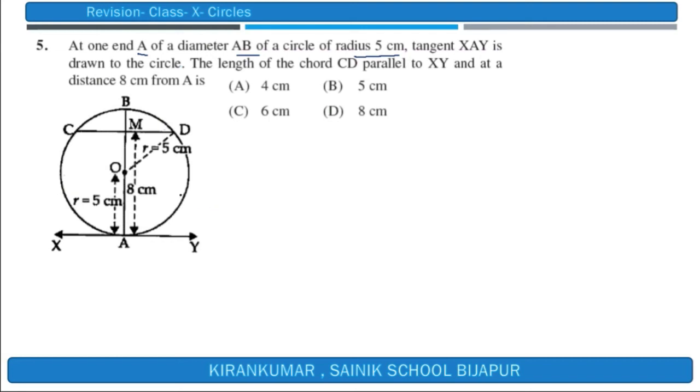In this figure you can observe XAY is a tangent and CD is drawn parallel at a distance 8 centimeter, and the radius of the circle is 5 centimeter. Since radius is perpendicular to the tangent, the angle so formed here is 90 degrees.